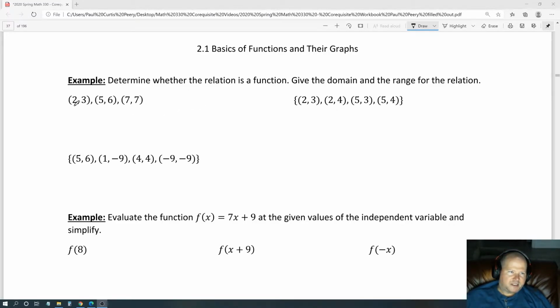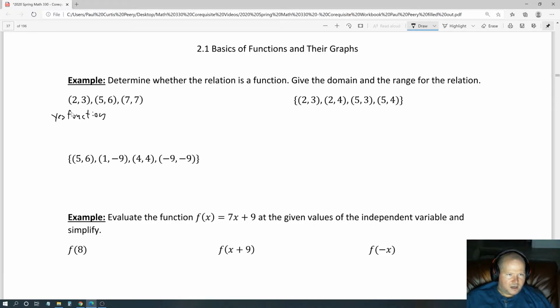Okay, so we plug in a 2, we get a 3, we plug in a 5, we get a 6, we plug in a 7, we get a 7. So here looks good, right? 2 only goes to one number, 5 only goes to one number, 7 only goes to one number. So this is a function. So I put yes, it's a function.